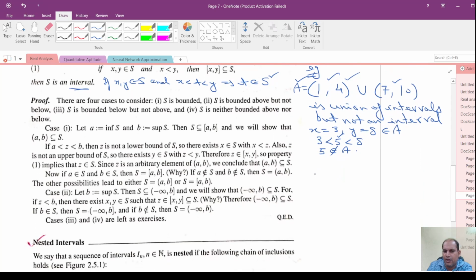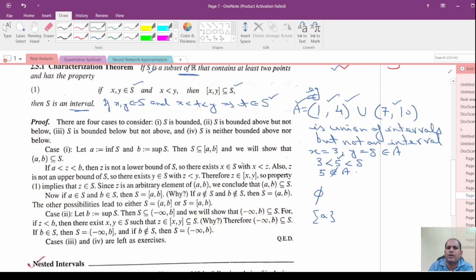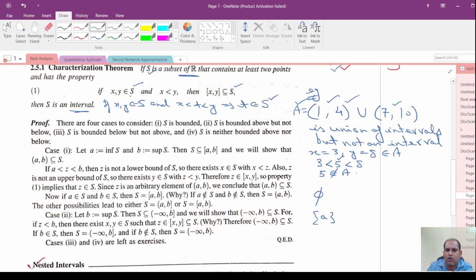Now phi, the empty set, and a singleton set A are trivially intervals, because to discard a subset of R as not an interval, I need at least one T: whenever x, y belong to S with x different from y, x less than y, then I need to have at least one real number T which is not a member of the set S. Since phi has no two such elements, there is no T which fulfills this definition, and the same is the reason for singleton A. So the empty set and singleton set are called trivial intervals.